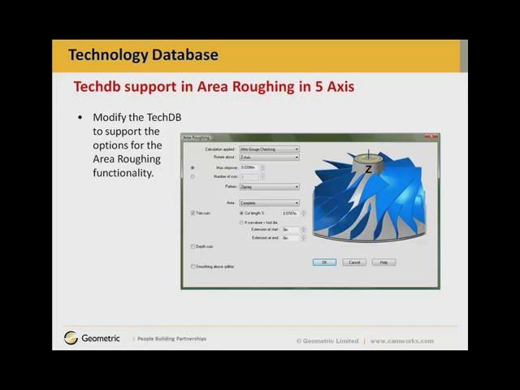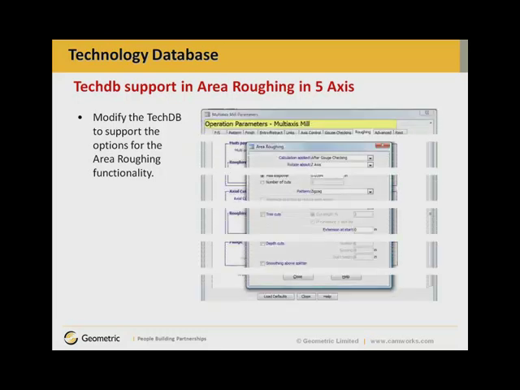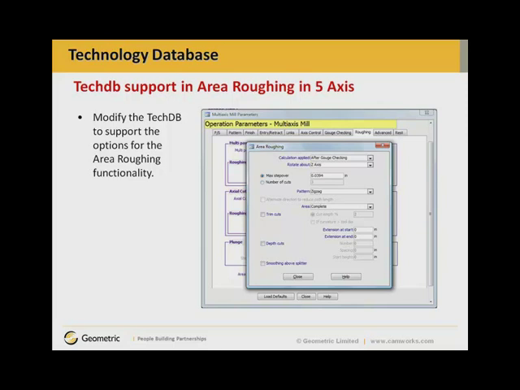TechDB support and area roughing in 5-axis. In CAMWorks 2009, we had added new functionality for the area roughing of an impeller. In CAMWorks 2010, we have added these parameters to the technology database. This now allows you to save the default settings in the technology database. Settings such as rotation about z-axis, step over, and other parameters.